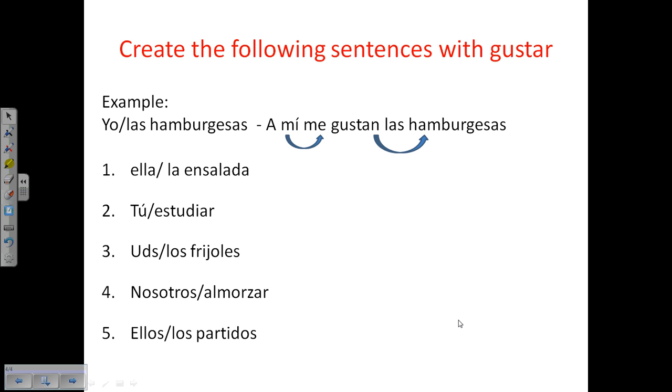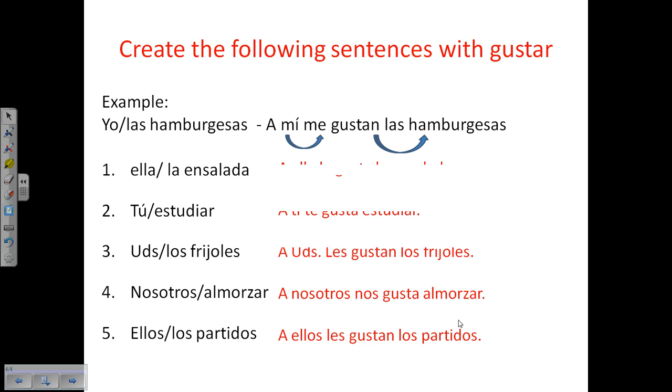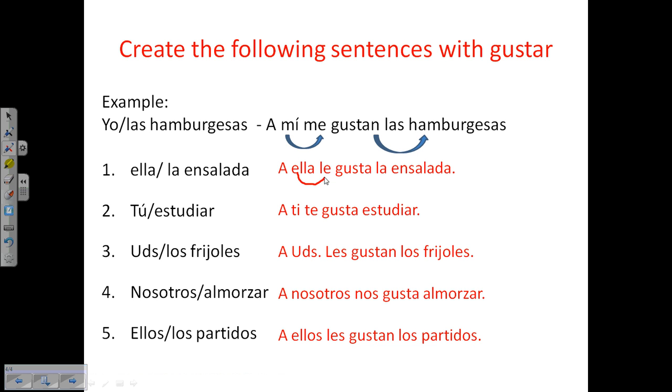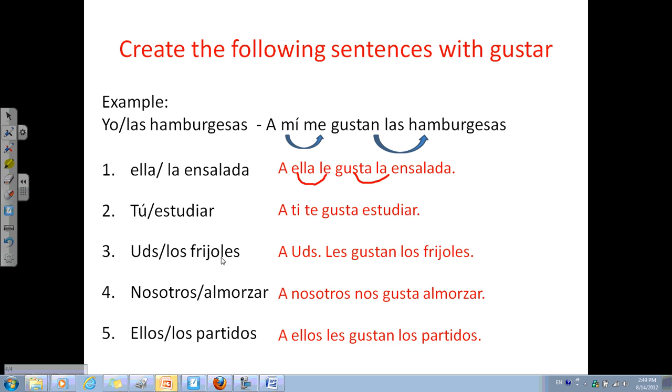So what I'd like you to do is pause this recording and then do 1 through 5, and then I'm going to give you the answers and you're going to check. Okay, are you back? Here are the answers. Again, we have ella. Okay, you have to have the a in there. Goes with the le. You have to have the le in there. Gusta goes with la ensalada because it is singular.